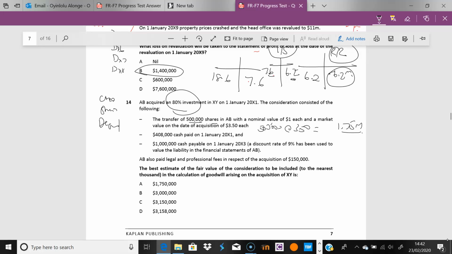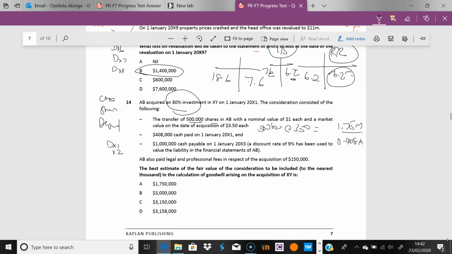Then you also pay 408,000, so that's 0.408 million as well. And then it says that you have agreed to pay £1 million in, so where are we? 1st of January, so that is December X1, December X2. So in 2 years' time, you'll be paying this amount of money.